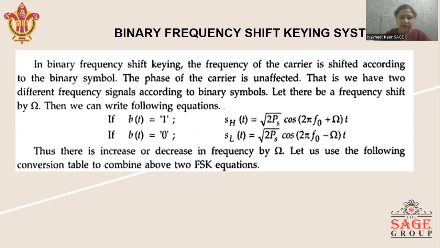Now, if the incoming message signal b(t) is 1, in that case, the frequency of the carrier will be increased by an amount, say, omega. Whereas when the message signal is 0, the frequency of the carrier signal will be decreased by the same amount, omega. So, for message 1, the frequency of the carrier will be high. That means the carrier will be transmitted at the higher frequency, whereas when the message is 0, the carrier will be transmitted at the lower frequency.